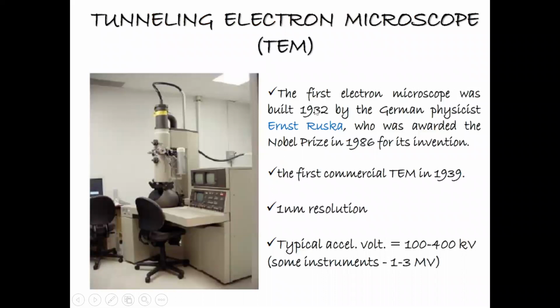Second one, this is the transmission electron microscope, that is a TEM, which was first observed in 1932 by the German physicist Ruska, who was awarded the Nobel Prize in 1986 for this invention. The first commercial TEM came in 1939, and the resolution of this TEM is 1 nanometer.